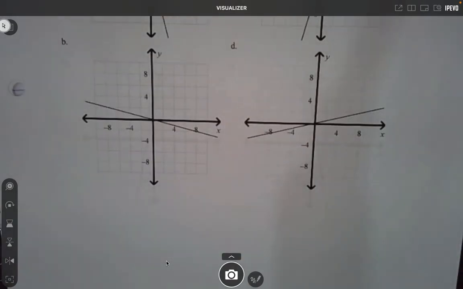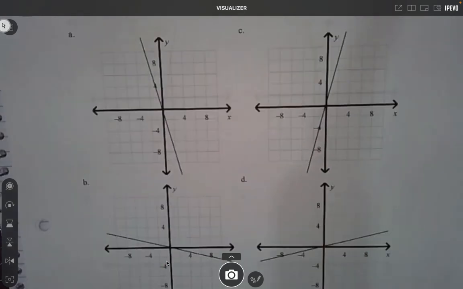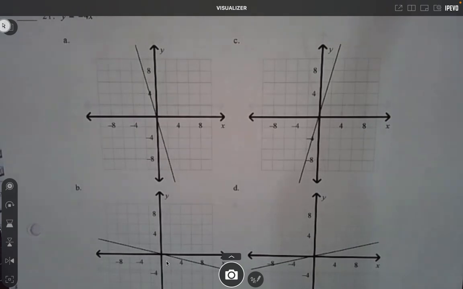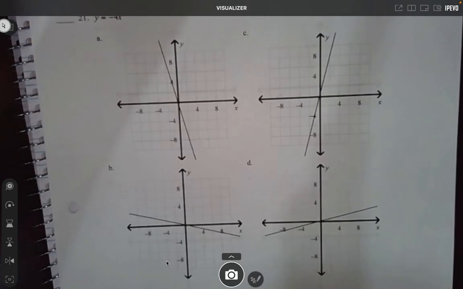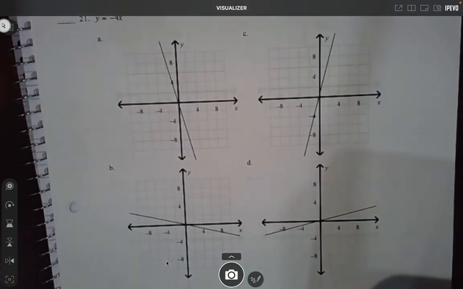Now we're on 21. This one is on there. So yay, all you have to do if you have a graphing calculator is what? Match it. So let me just do that really quick. It's A, because I've got 2 minutes left. And yeah, 21 is A.